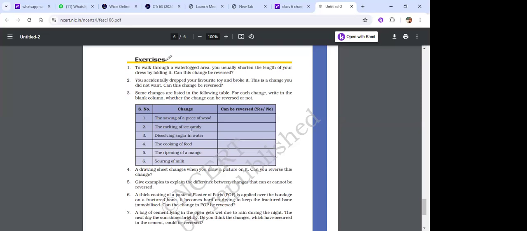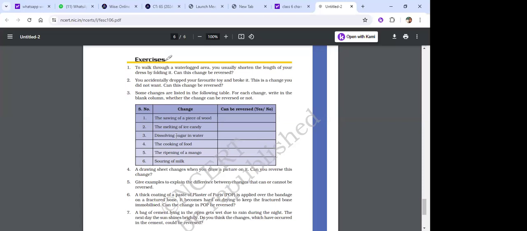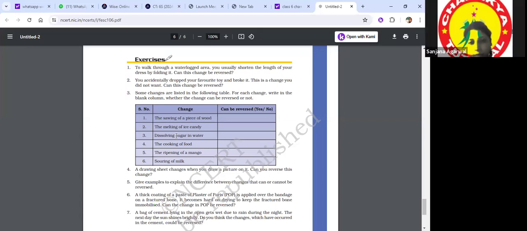Melting of ice candy? Ma'am, it can be reversed. Reversible change. Melting is just right. Dissolving sugar in water? Yes, ma'am. Again can be reversed.